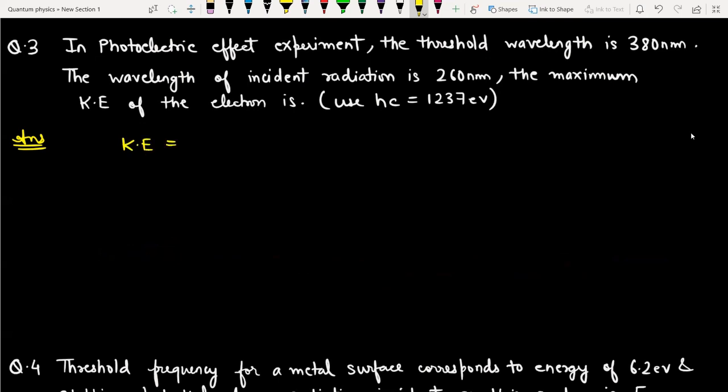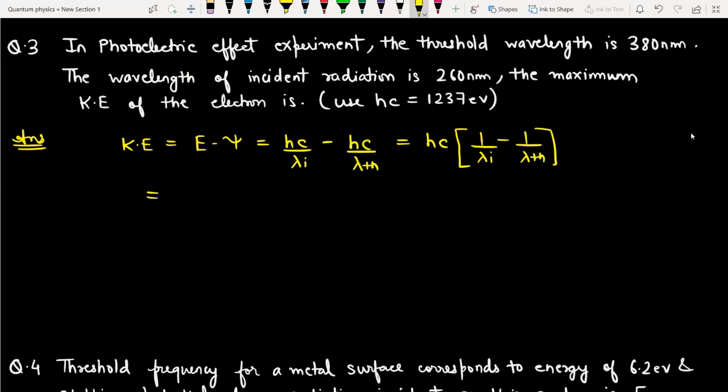You can write maximum, but I'll just drop it because it's understood that it's the maximum kinetic energy. This kinetic energy is E minus psi. If you remember, this E is hc over lambda I, for incident, minus psi, and psi is hc over lambda th. If you take hc common, it becomes hc times 1 over lambda I, that is incident, minus 1 over lambda th.